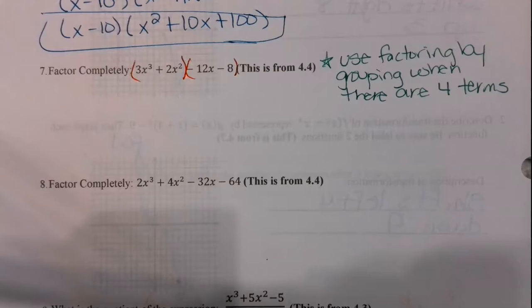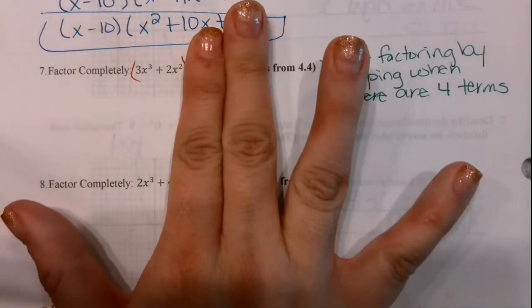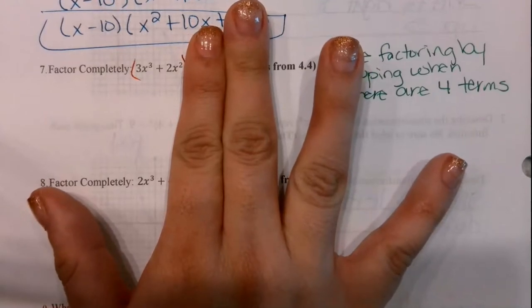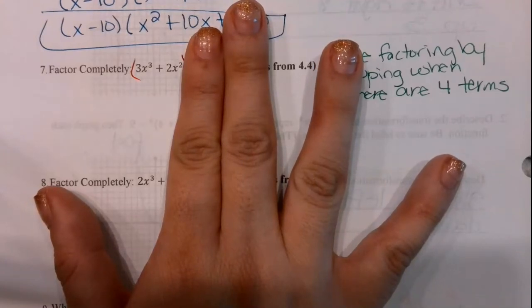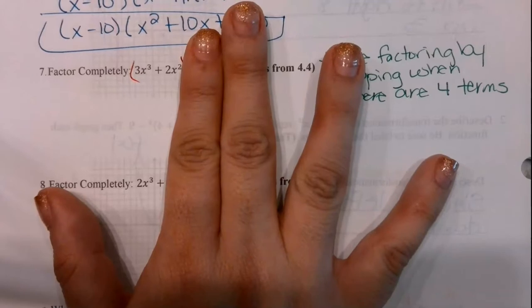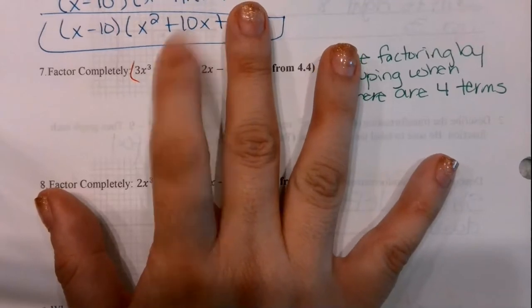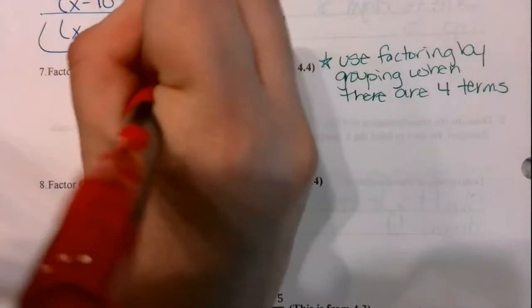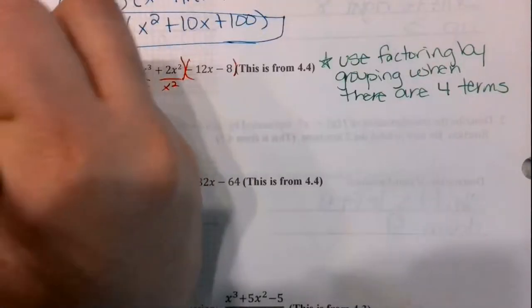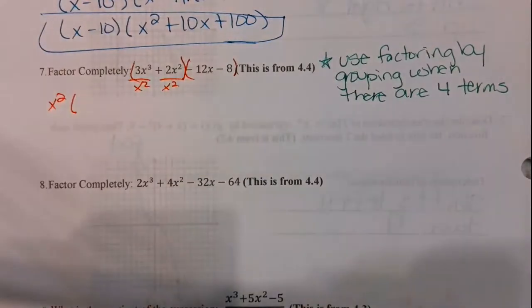Then I focus on what each set of the numbers have in common. So I'm looking for what 3x cubed and 2x squared have in common. Both of these cannot be divided by the same number besides 1. But they both have x terms. So what I'm going to do is take out the lowest exponent, which here is 2. So I'm going to take out x squared from both of them. So I write what I've taken out on the outside. And what I get left over is what goes on the inside.